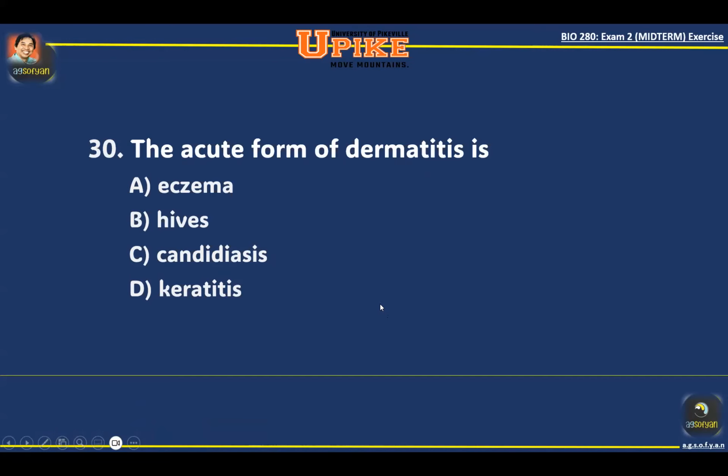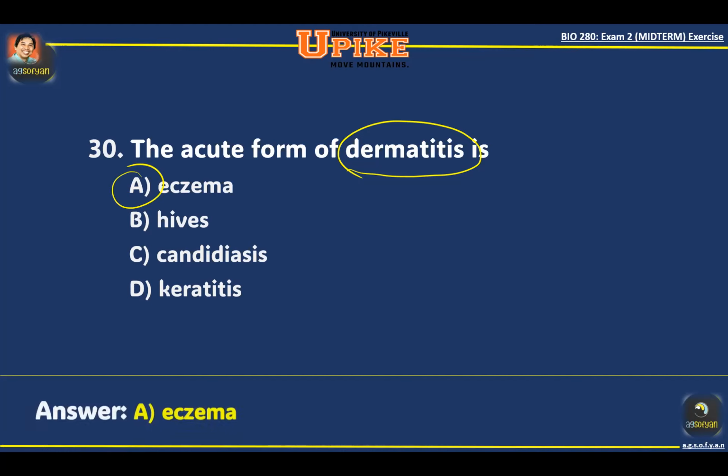The acute form of dermatitis, which is a skin infection, is going to be very itchy, with blisters. And this one is called A, B, C, or D. It's called eczema. So eczema is an acute type of skin infection or dermatitis.